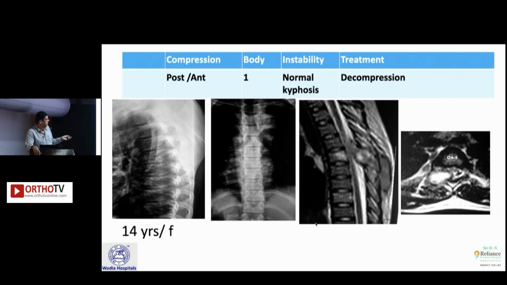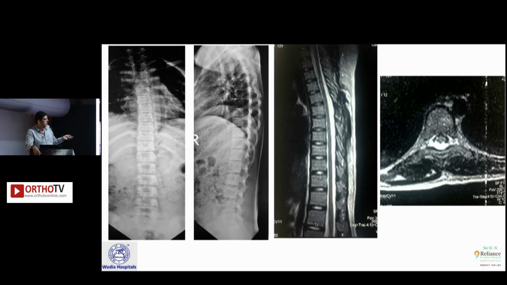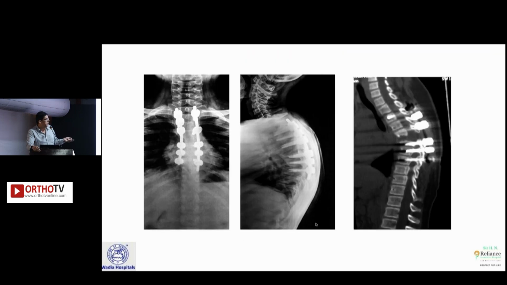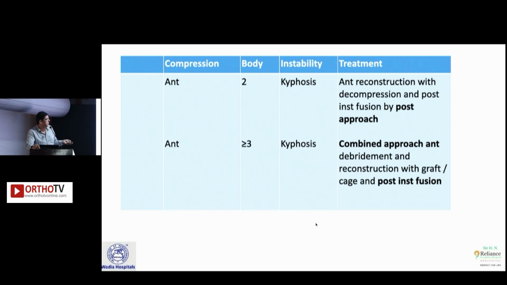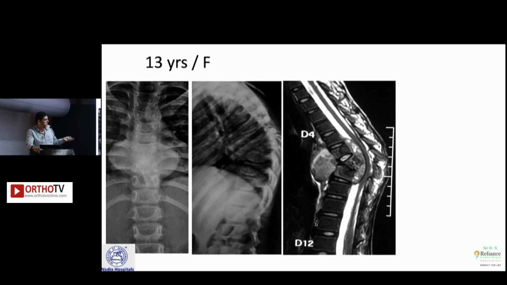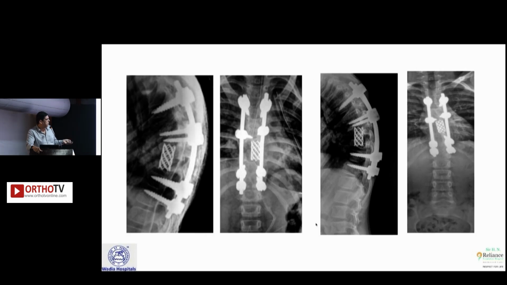So this is just to show you an example. One body involvement, normal kyphosis, only posterior involvement, and this patient just had a posterior decompression and has a good outcome. This is another patient, with anterior compression but less than 2 bodies involved, and kyphosis, you can see that bony fragment. So this patient had a transpedicular decompression, and then if there is kyphosis with more bodies involved, that requires a more extensive surgery. So for example, something like this, you need to do an anterior procedure too.